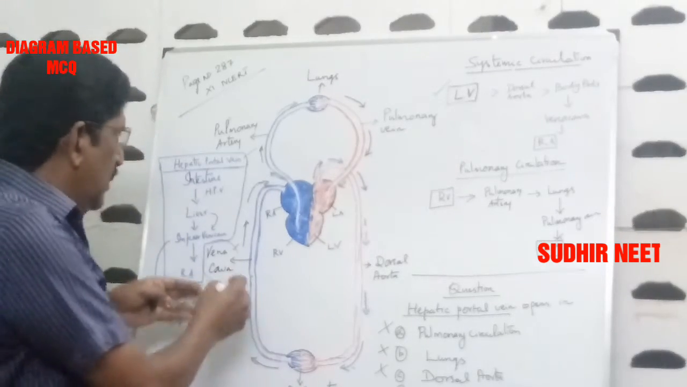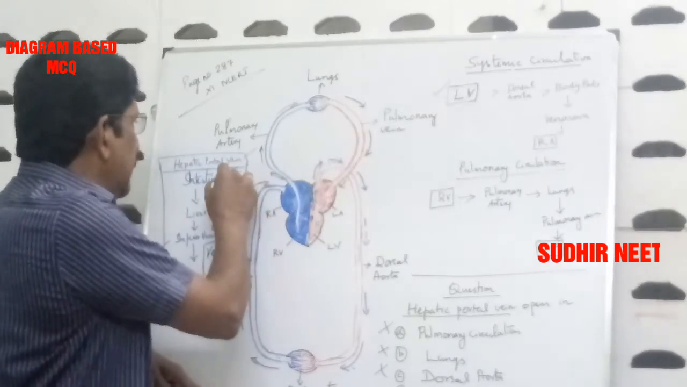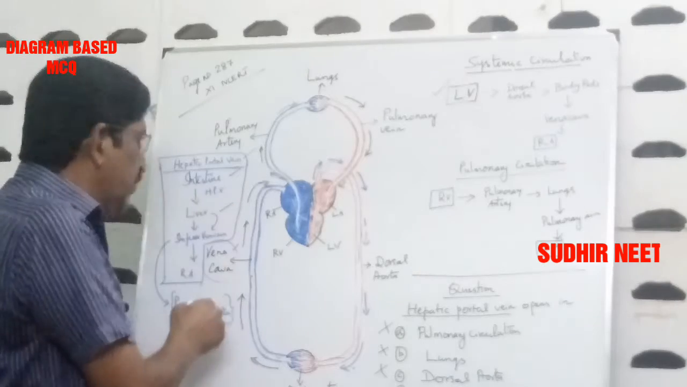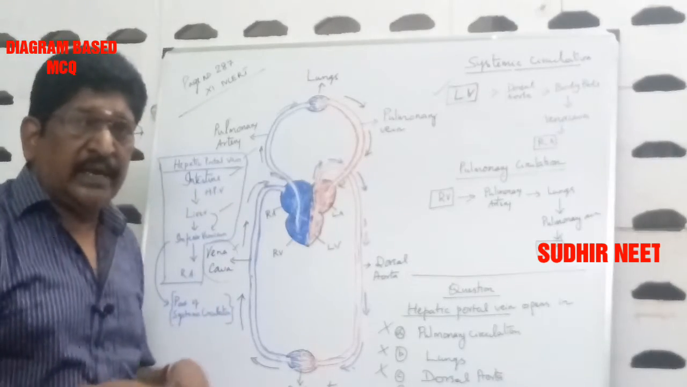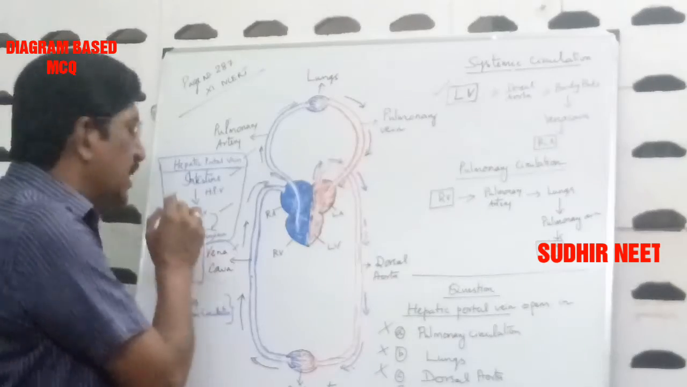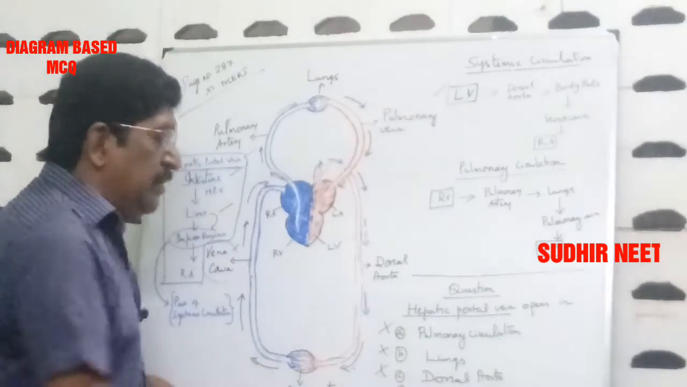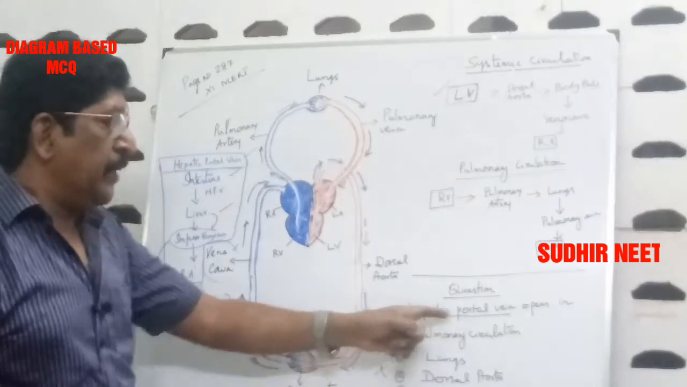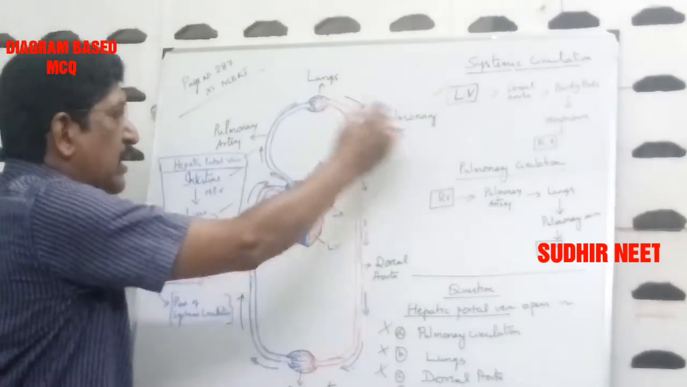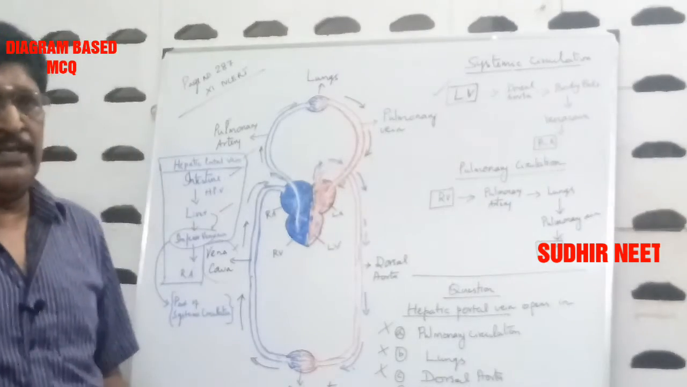Why? Because for that you must know the hepatic portal system. The hepatic portal vein starts from the intestine, goes to the liver, and then it opens into the inferior vena cava containing the impure blood, and then the inferior vena cava opens into the right atrium. So since the inferior vena cava forms a part of systemic circulation, the hepatic portal vein opens in the systemic circulation. So we have arrived at the right option, systemic circulation.